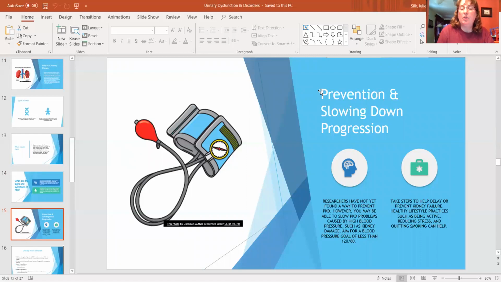All right, researchers have not yet found a way to prevent polycystic kidney disease. However, you could slow it down by trying to keep good control over this person's blood pressure so they don't get further kidney damage. Aim for a blood pressure goal of less than 120/80. Also take steps to help delay or prevent kidney failure. Do healthy lifestyle practices such as being active and reducing stress. Don't smoke. All of those things can help.